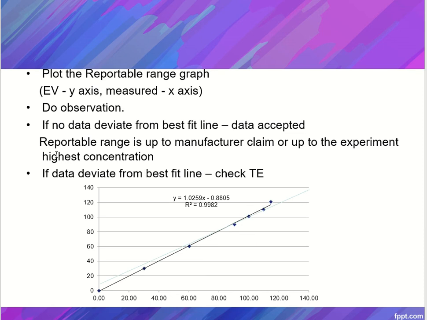So the reportable range you can report is up to the manufacturer claim or up to the experiment's highest concentration. In this example, the manufacturer claim is the highest concentration, which is 114.48, if I'm not mistaken; you can refer to the previous slide. If the data deviate from the best fit line, then you can check the total error. So how do we calculate the total error?